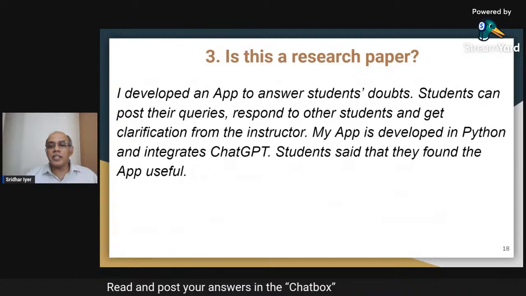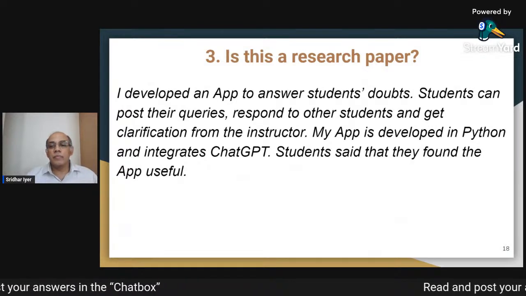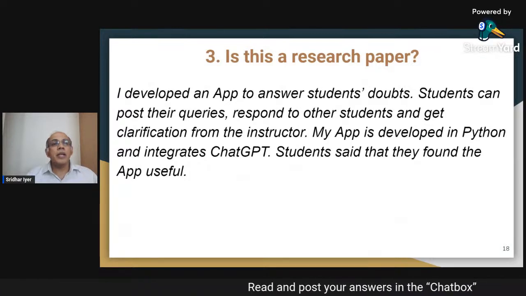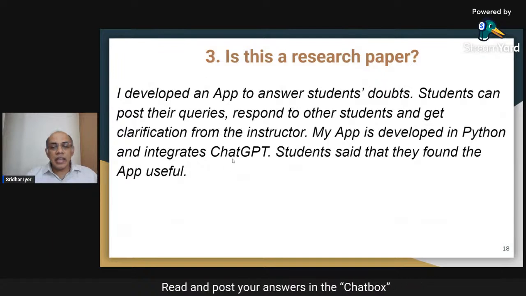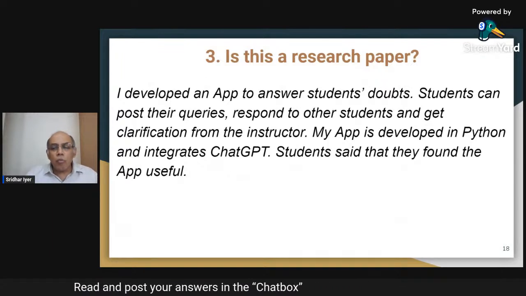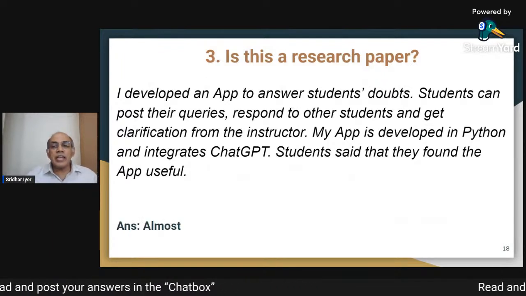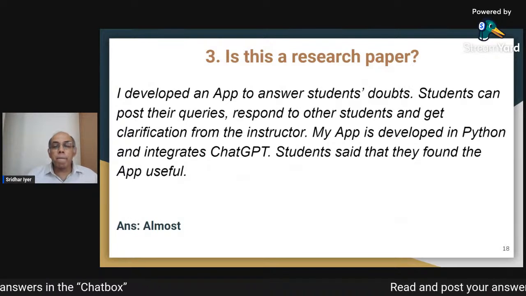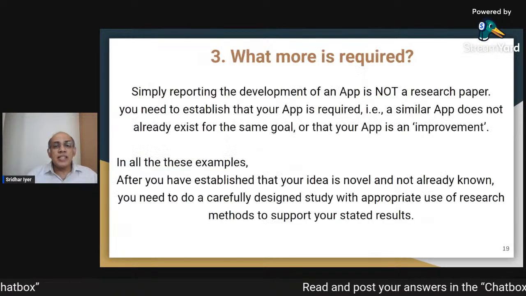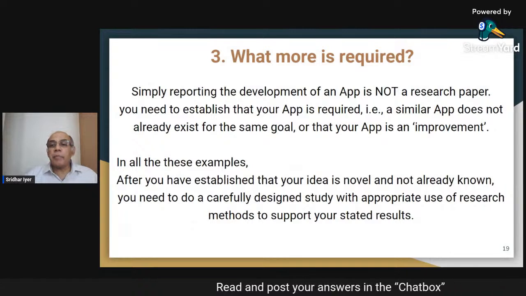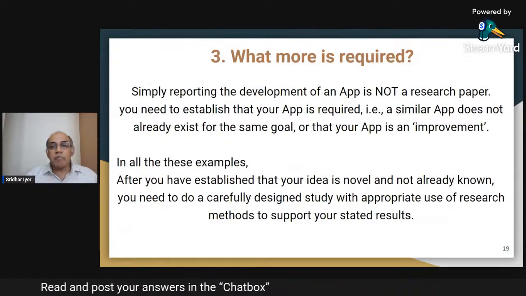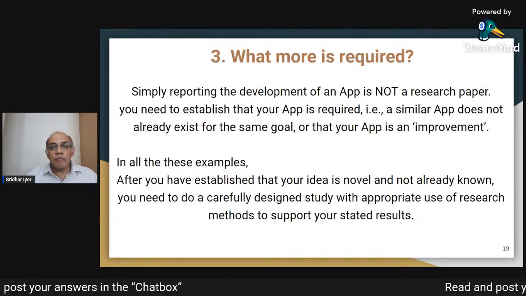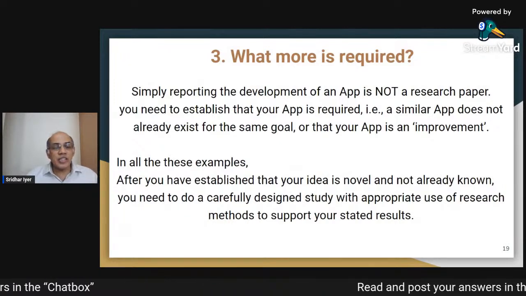Okay, some people are still saying not yet, still no, and so on. All right, most people are saying not yet. And the answer is correct, that it's not yet, it's almost there. Okay, it's not yet a research paper. Why not? Because simply reporting the development of an app is not a research paper, right? That you already know, as seen from your answers on the chat.